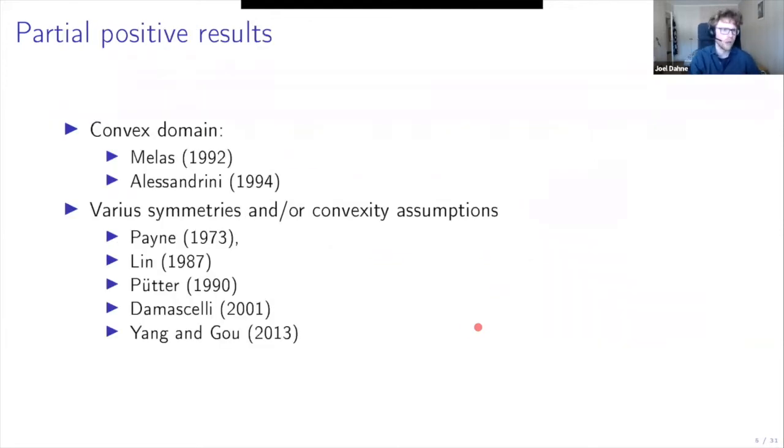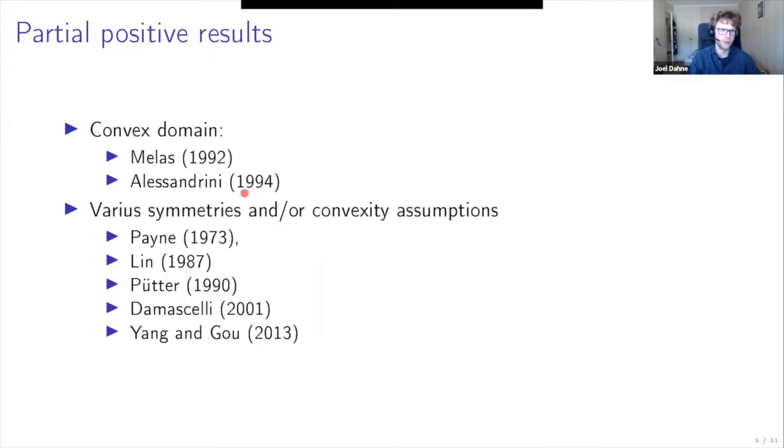The conjecture has been proved for convex domains, first by Melas in 1992, who proved it for C infinity boundaries. And then Alessandrini in 1994 proved it for general boundaries. So this settles the convex domain case. And in this case, then it's true. The conjecture holds.